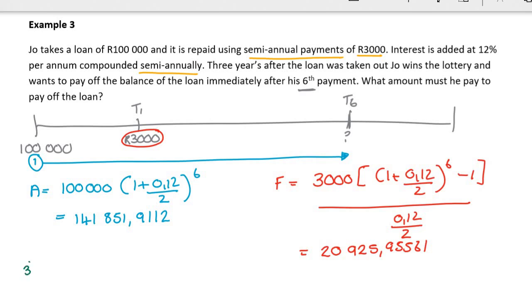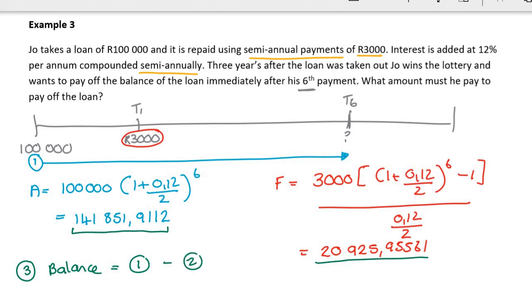Right, so my third step is what's my balance. My balance is how much my loan is worth. So step number 1, I'm too lazy to write it out, subtract step number 2, which is quite a huge balance here. And so my balance of my loan is 120,925 Rand and 96 cents, which means my balance of my loan is actually increasing.